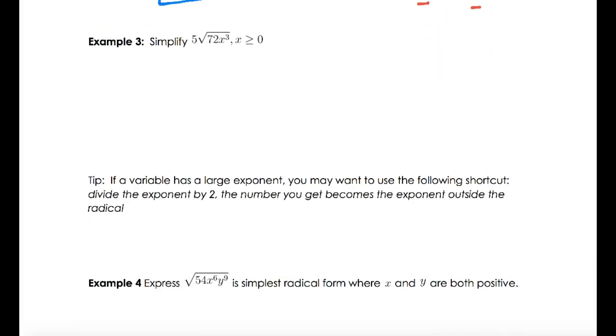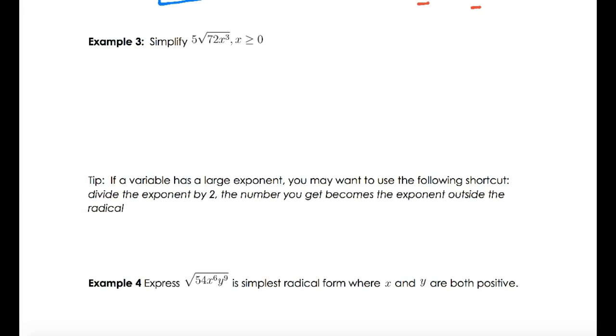Now we're going to get into simplifying some radicals, and we're going to do a couple of examples in this video. We're going to simplify 5 times the square root of 72 times x cubed. x is greater than or equal to 0 because we can't have any negatives under our radical. Okay, so here's what we're going to do.